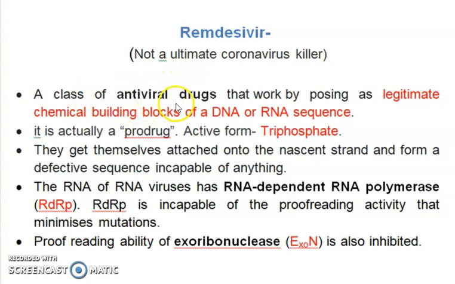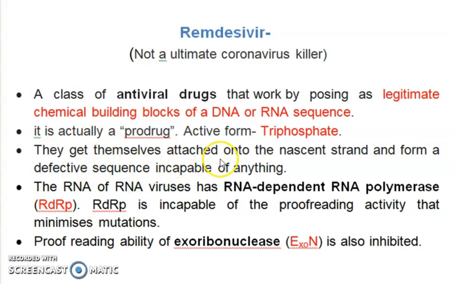Remdesivir is an antiviral drug which poses itself as a chemical building block for RNA or DNA sequences. It is a prodrug because itself it is not active. It is metabolized into its triphosphate form, which is active. So it is called a prodrug, not a drug.